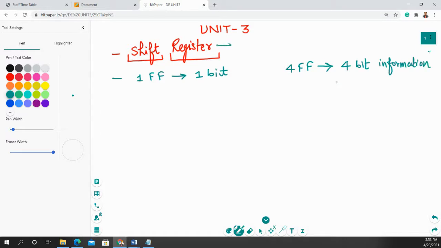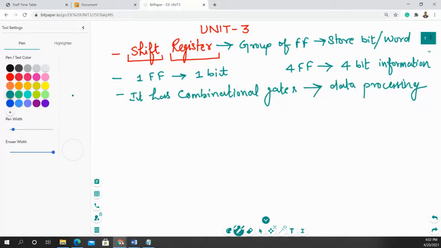So a shift register is a group of flip-flops that can store information, or we can say a bit or word. It consists of a group of flip-flops and gates that affect the transition. The flip-flops hold binary information, and the gates control when and how new information is transferred into the register.